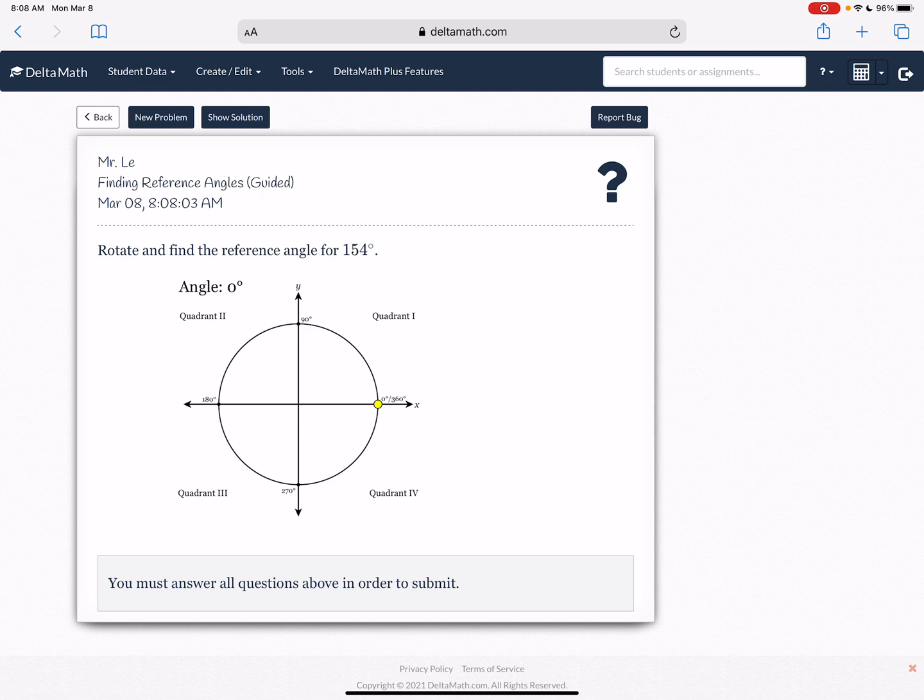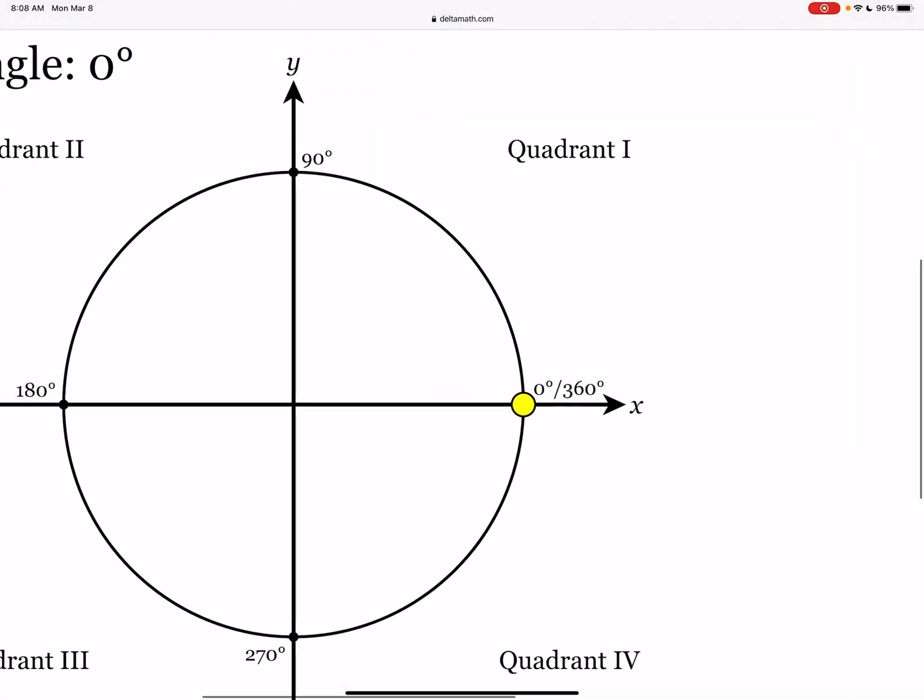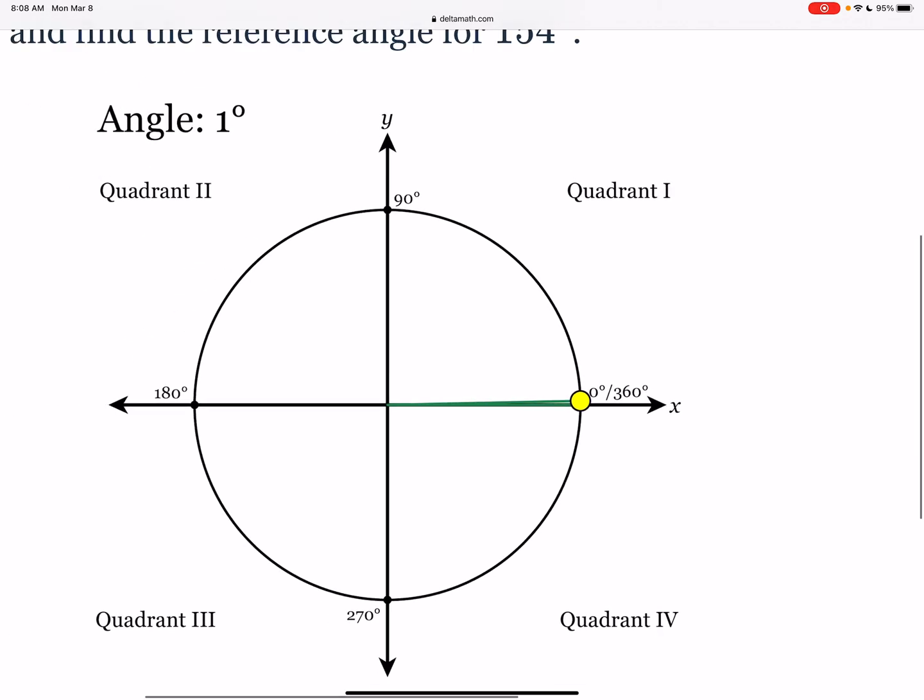So what you're going to have to do is, you see this yellow dot right here? Your initial side always starts on the positive x-axis. So you always start here, and then you're going to go counterclockwise. You're going to go against the clock, okay? Okay, so what you're going to do is you're going to hold your mouse, or if you have a touch screen, you're going to hold that yellow dot, and you're going to go counterclockwise. And notice how when you go counterclockwise, on the upper left here, they tell you what the angle is. So right now it's currently 15 degrees.